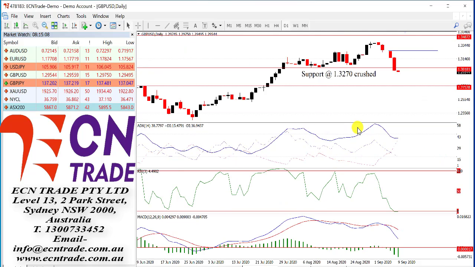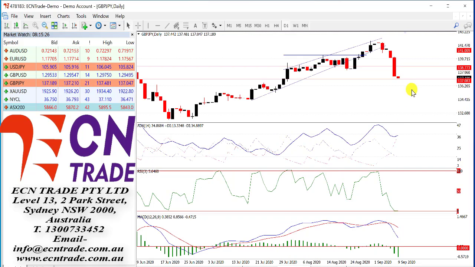With the sterling breaking down, and also the fact that we've crushed the level of 132.70, this now opens the way down towards the 127 region. Let's see if the market finds any support there, or will it continue on. But overall, the immediate target is at 130.